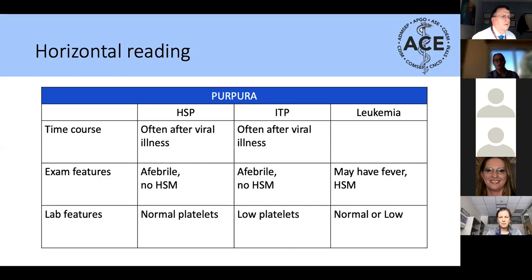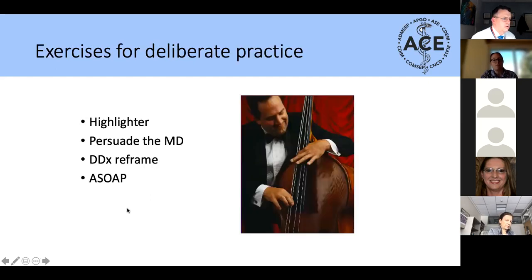And that, theoretically, helps store information in a way that as soon as you try to retrieve a little bit of information on HSP, your file for ITP and leukemia comes out, so that as you're with a patient, you're thinking about all of them easily. So that's just advice about reading.